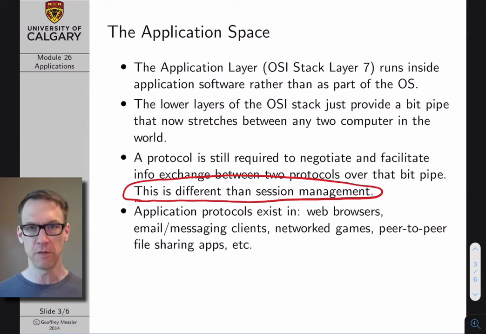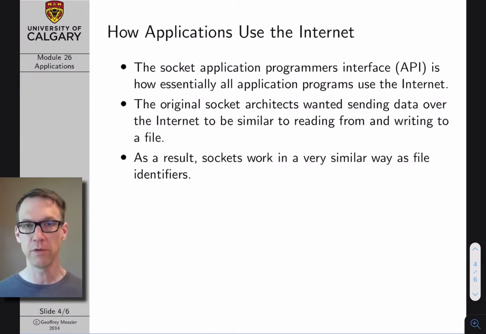Session management exists to set up that connection on the internet. The application layer then decides how that connection should be used. And application protocols exist in basically every single program that uses the internet. Web browsers, email, network games, social media clients, peer-to-peer file sharing programs all have some kind of application layer protocol. So how do applications then make use of the internet? Well, it's basically through an application programmer's interface, or API.